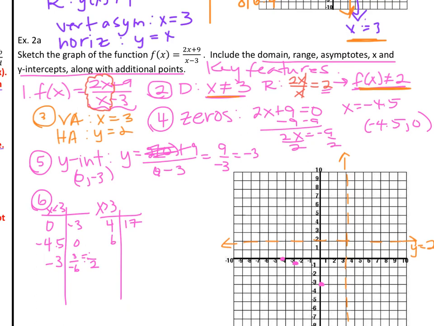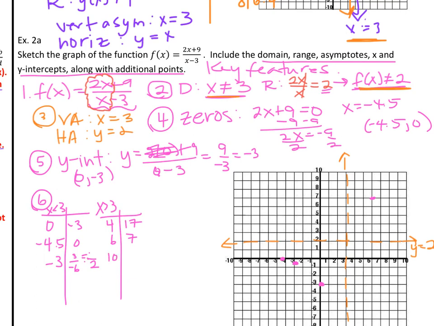2 times 6 is 12, plus 9 is 21. 6 minus 3 is 3. 21 divided by 3 is 7. That at least fits on our graph, 6, 7. It's way up high. I'm going to bump it over to 10 and see where we're at.